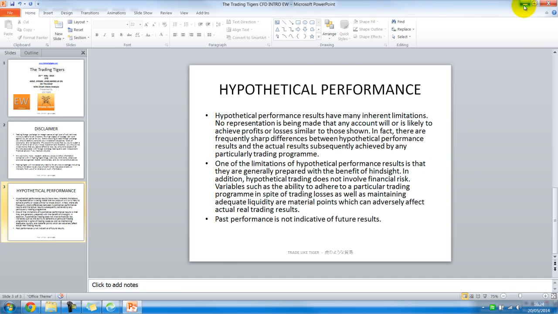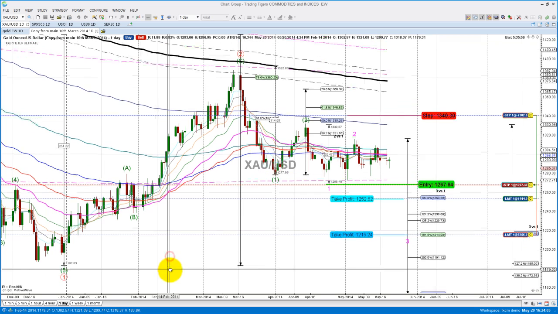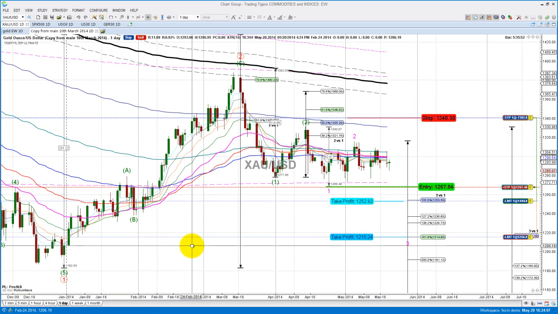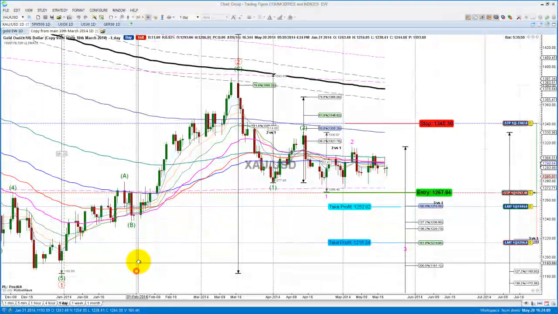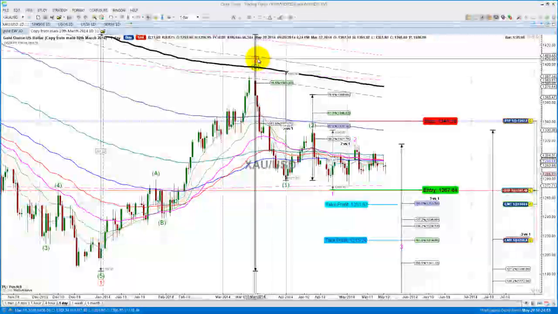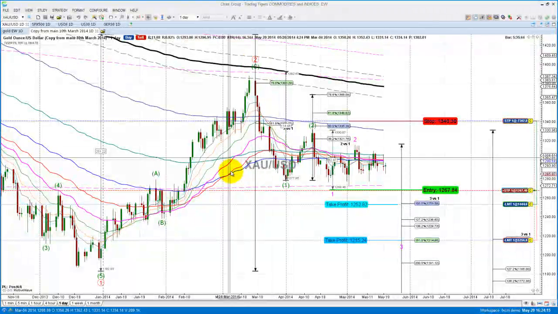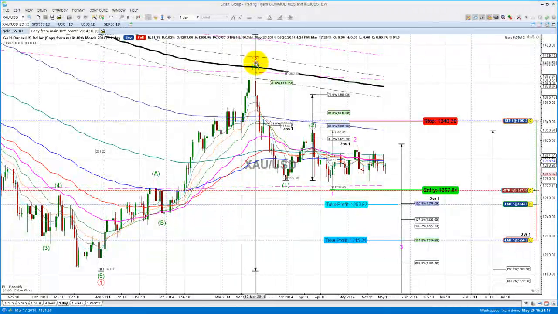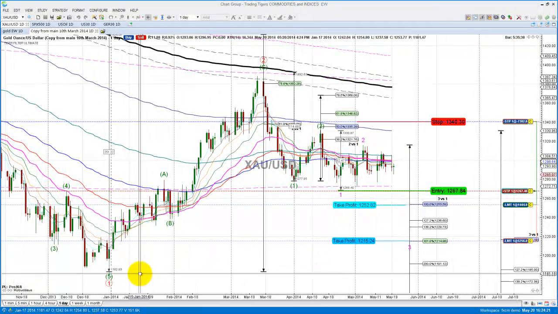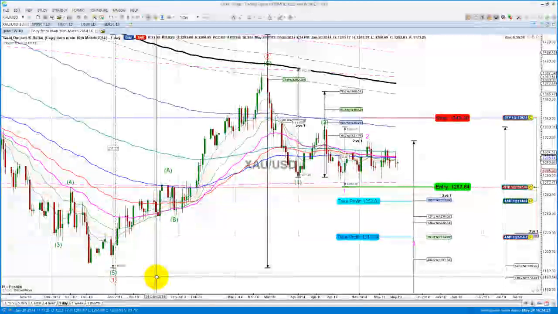Okay, let's start. Here we have the gold chart on the daily, and if you remember, we're on a wave 3 of the primary, being red in circles, and just giving you a complete update of what we're talking about from yesterday.